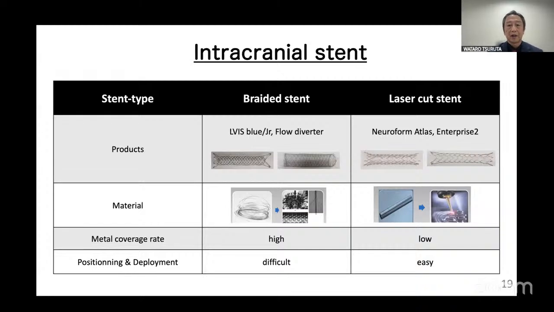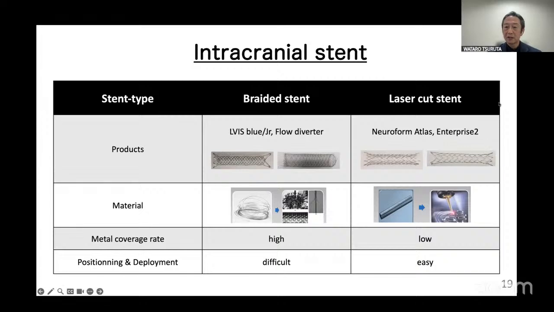And this is intracranial stent. Intracranial stents are divided into two types: braided stent and laser cut stent. Braided stents are such as Leo, Evolve, and flow diverters. A braided stent is made of wire mesh, and it has a higher metal coverage rate, so flow diversion effect is expected. But sometimes positioning and deployment is difficult because shortening will occur.